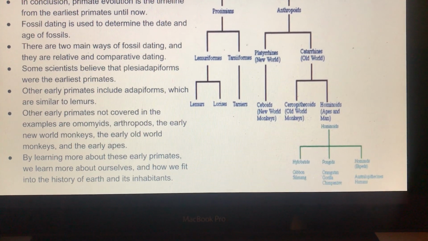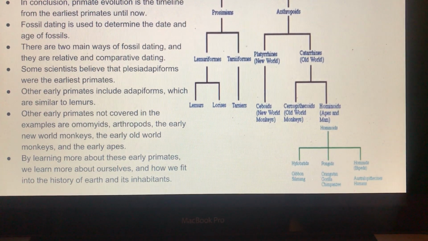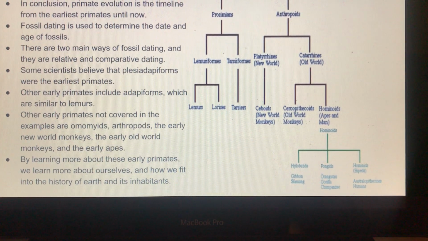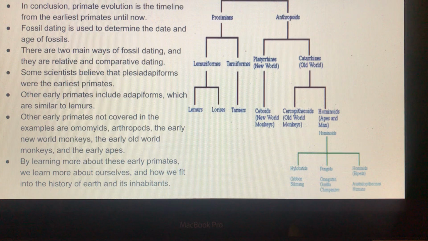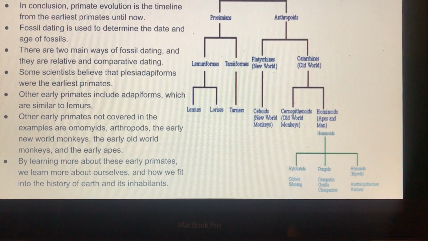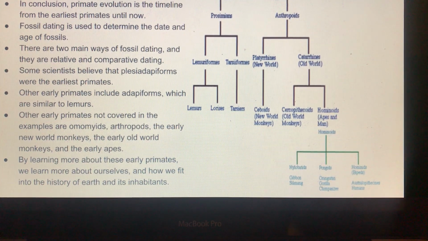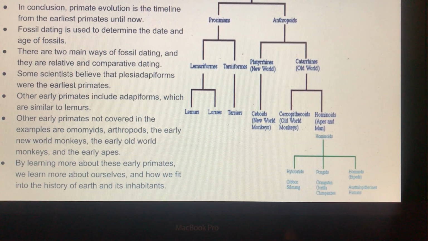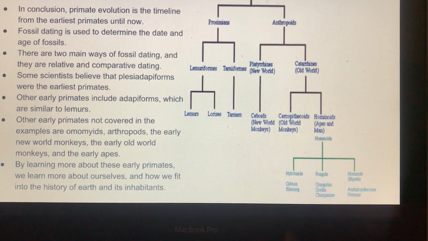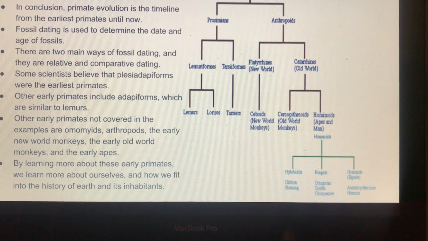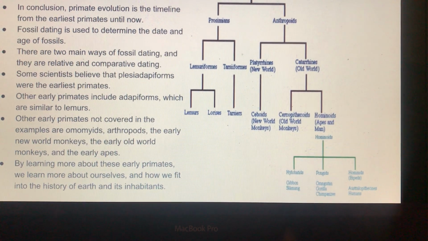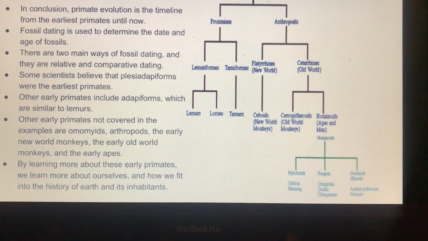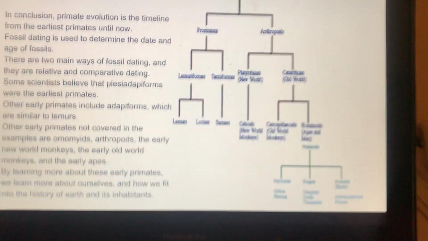Other early primates not covered in the examples are hominids, arthropods, the early New World monkeys, the early Old World monkeys, and the early apes. By learning more about these early primates, we learn more about ourselves and how we fit into the history of Earth and its inhabitants.